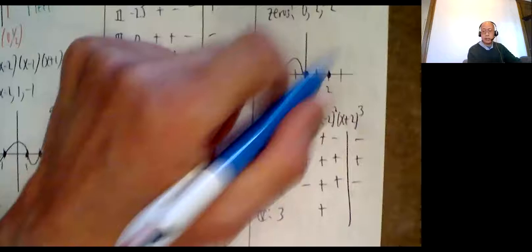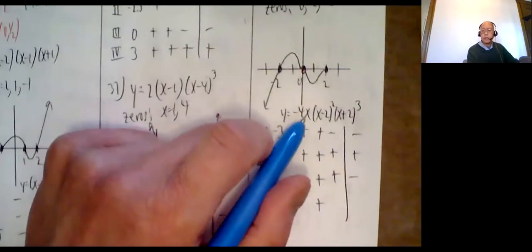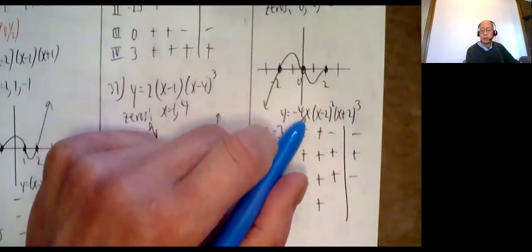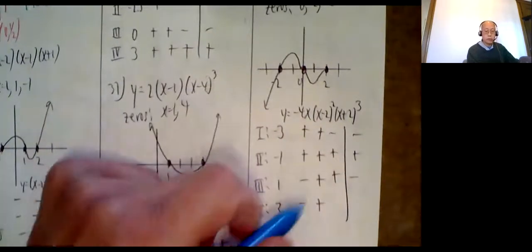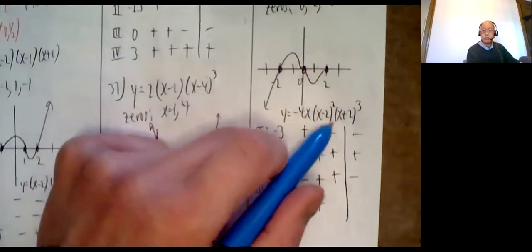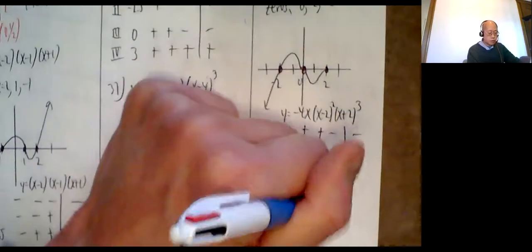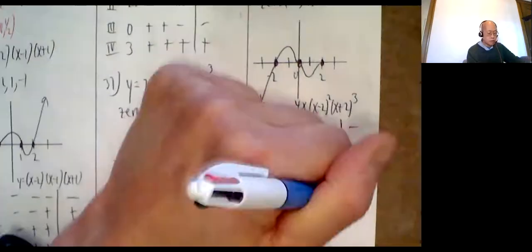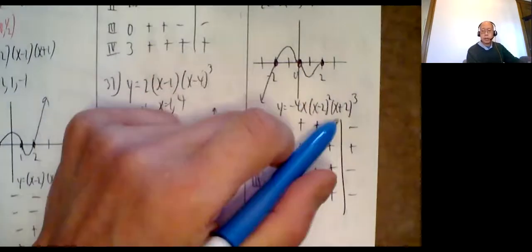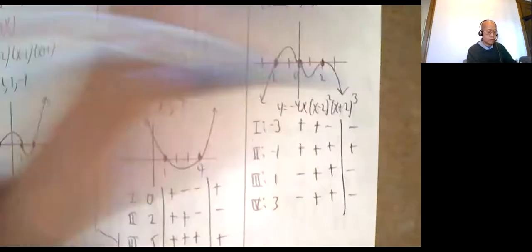And then what happens over here? Does it go up or down? Okay, 3. -4 times 3, negative. We already know that's positive. 3 plus 2 is 5. 5 cubed is still positive. So negative times positive is negative. Goes down. There are no more zeros after that, so it shoots down to -infinity.